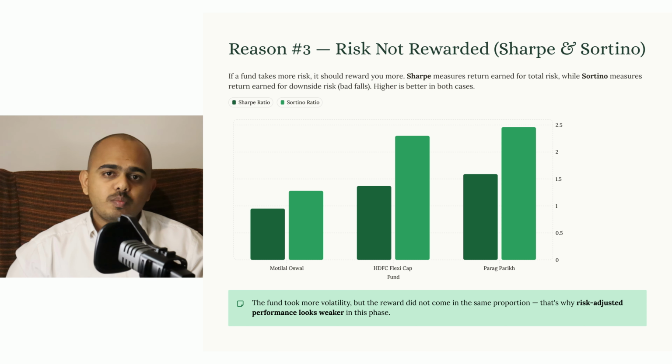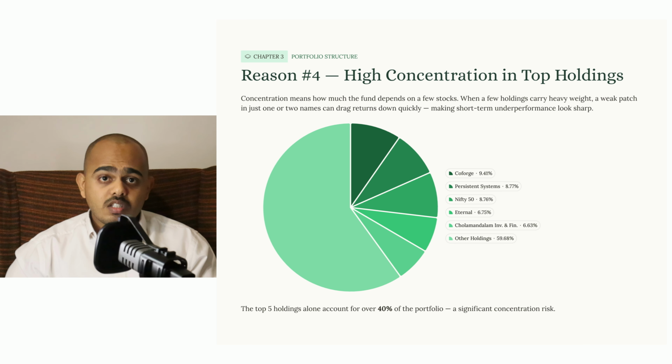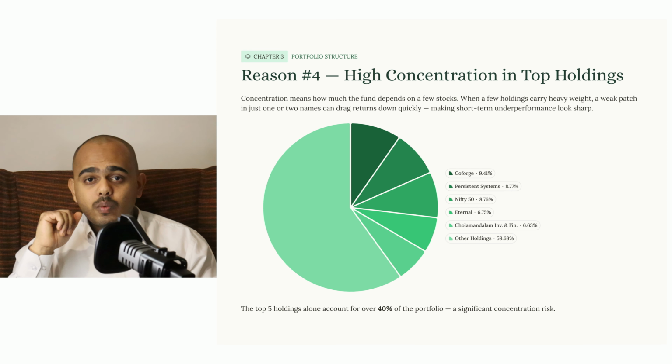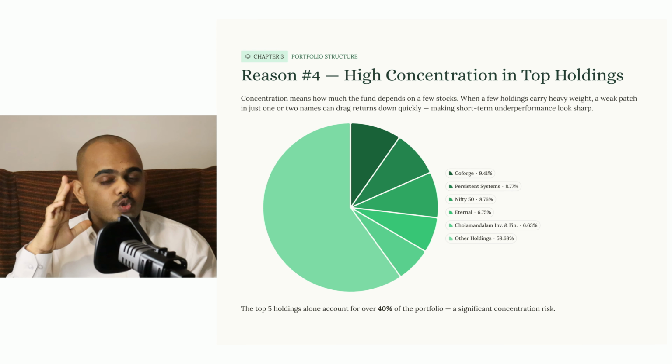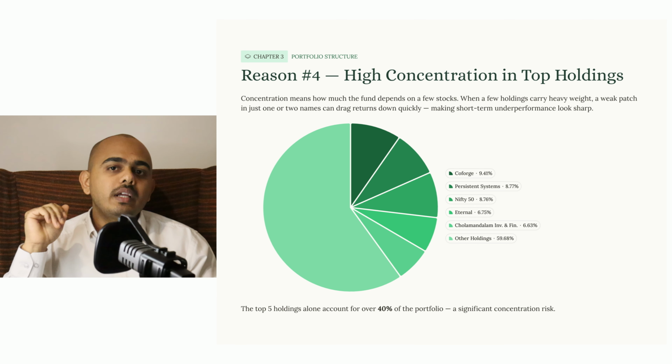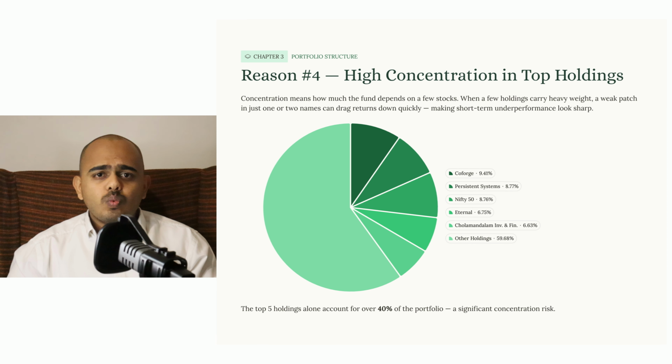Next is the portfolio structure, specifically concentration, which means how much the fund depends on a few large stocks or large holdings. Yes, the top holdings are heavy. Coforge is 9.41 percent, Persistent Systems is 8.77%, and Nifty 50 is 8.76. Eternal Zomato is 6.75%, and Cholamandalam Investment and Finance is 6.63%. When a few holdings have high weight, a weak patch in just one or two names can drag returns down quickly, which makes short-term underperformance look sharp.